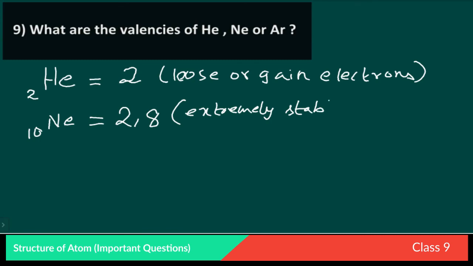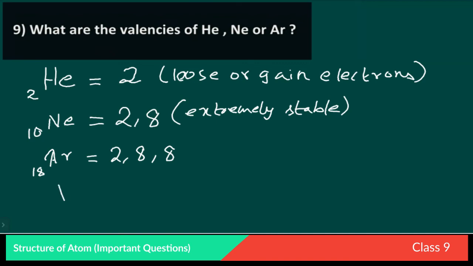And a stable species will never undergo any oxidation or reduction. That means it does not tend to lose or gain electrons in order to attain its stability, as it is already in a stable state, right? And finally, for argon also, having atomic number 18, it has the electronic configuration of 2, 8, 8. Now, as its outermost shell also contains 8 electrons, it is also extremely stable. It will neither lose nor gain electrons.